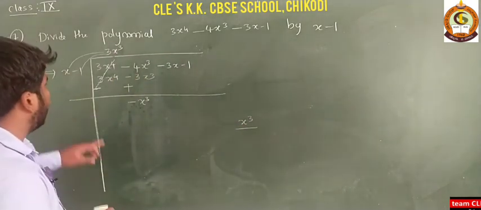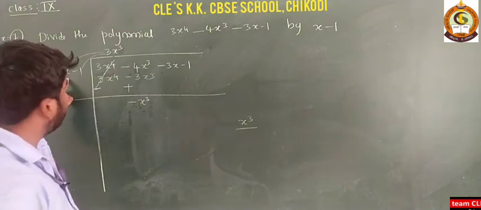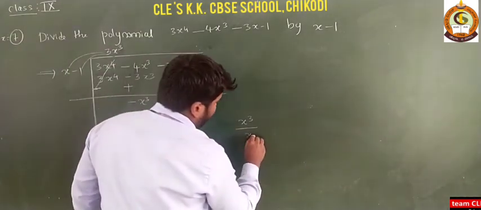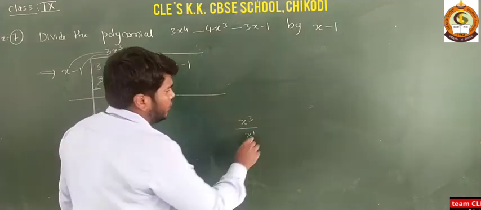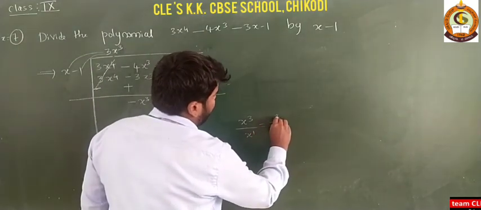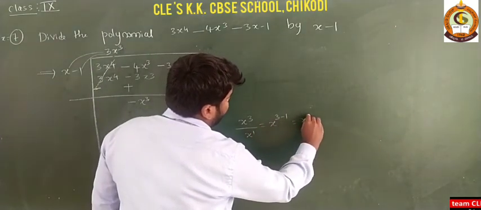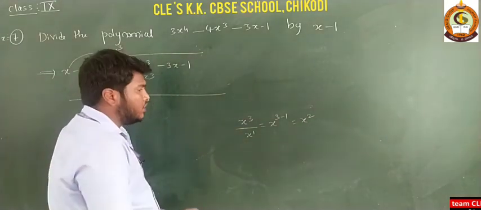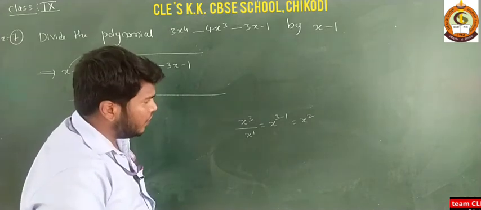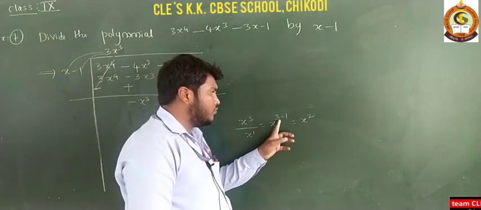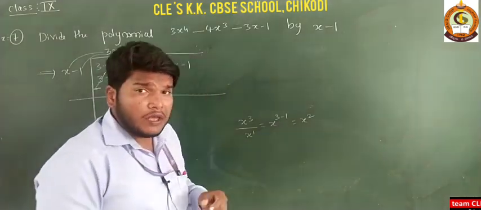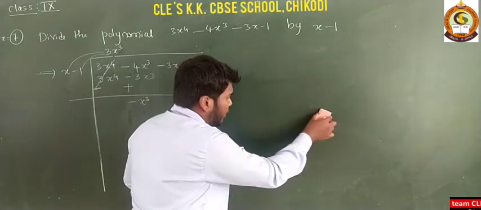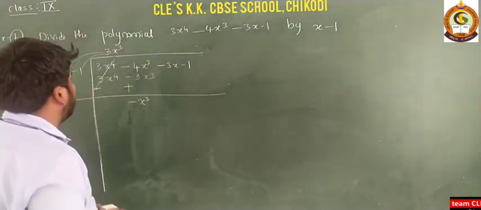The first term is again x, so it is x raised to 1. So dear students, it is x raised to 3 minus 1, which is equal to x square. Again we are using a raised to m divided by a raised to n is equal to a raised to m minus n, so x raised to 3 minus 1 is x square. So the second term we have to use is x square.